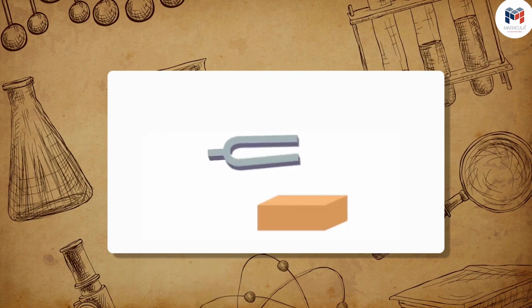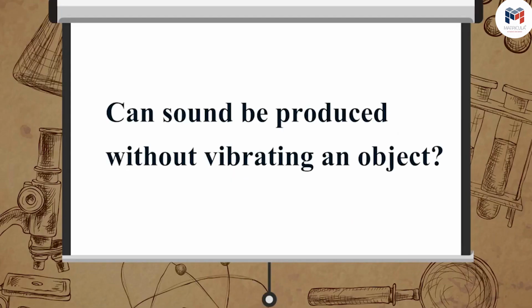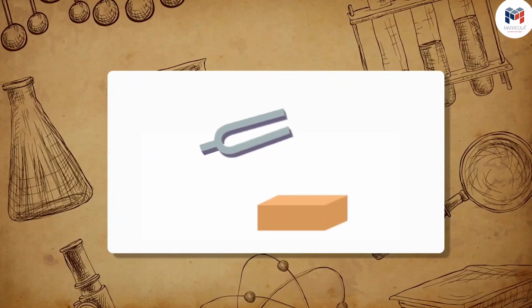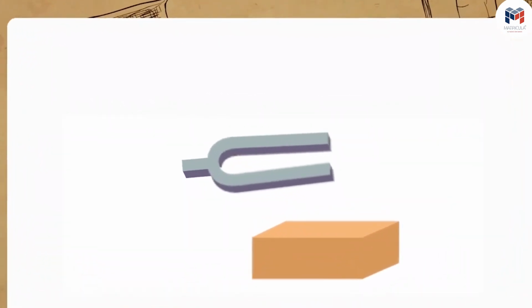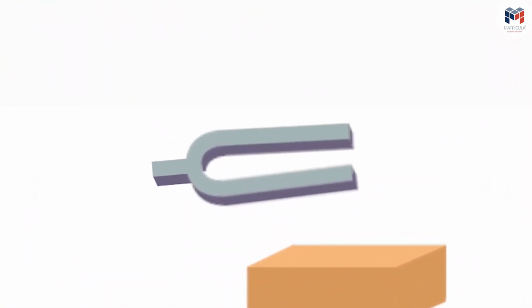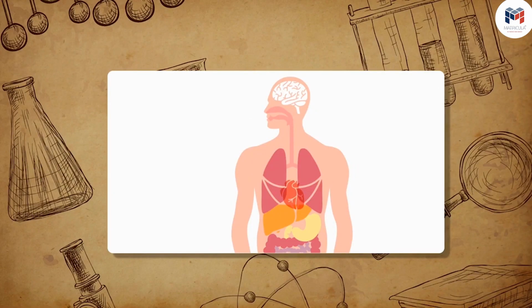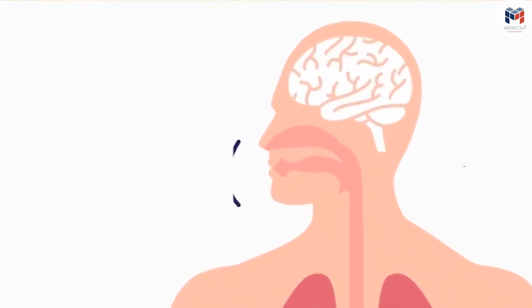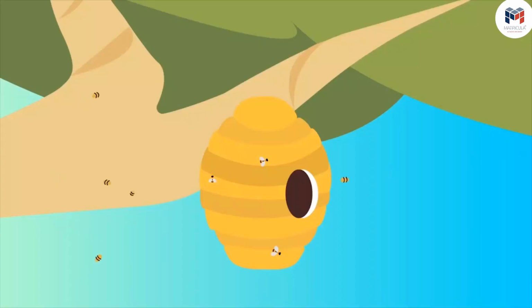In the previous examples, we produced sound by setting the object on vibration. Can sound be produced without vibrating an object? Vibration sets an object in a rapid to and fro motion. Vibration of the vocal cords produces human voice. Have you heard the buzzing of the bees? How do you think the buzzing noise is produced?